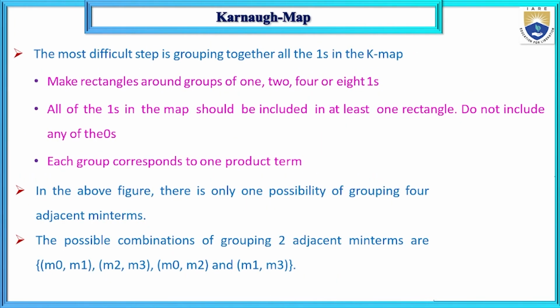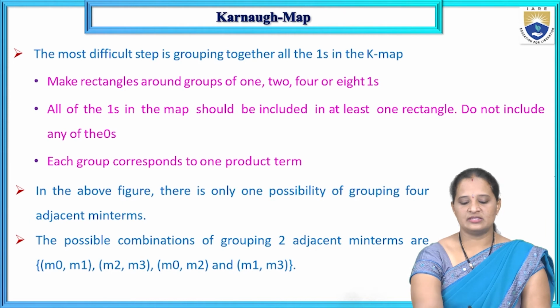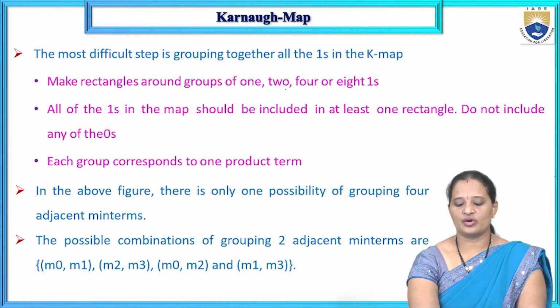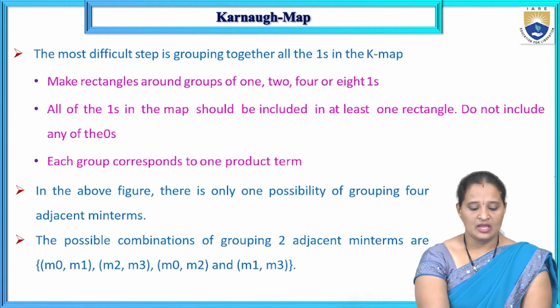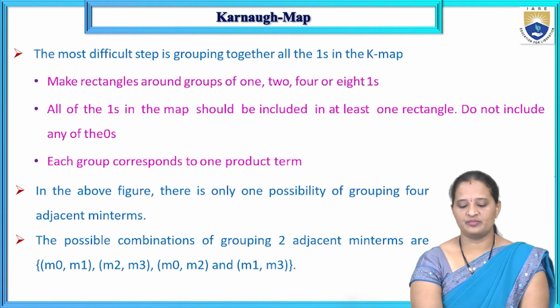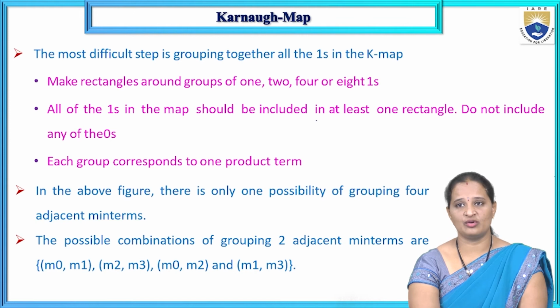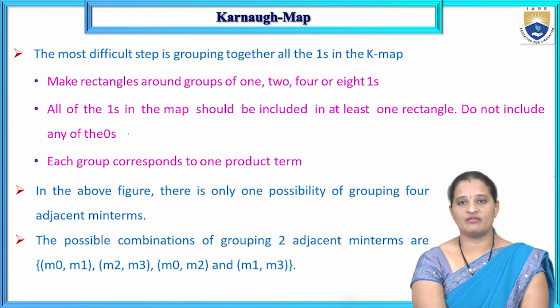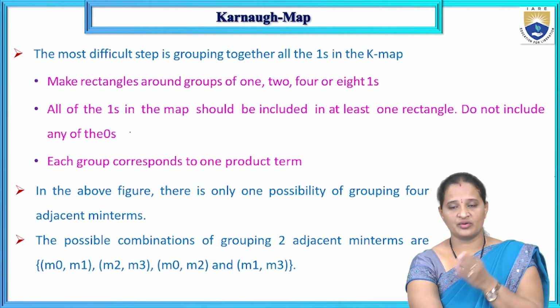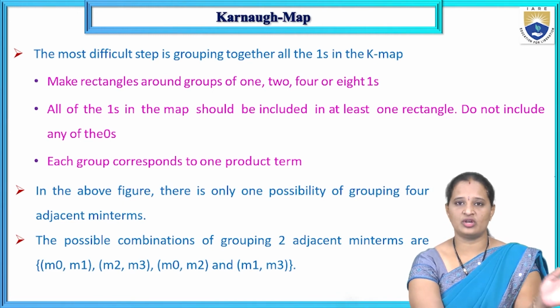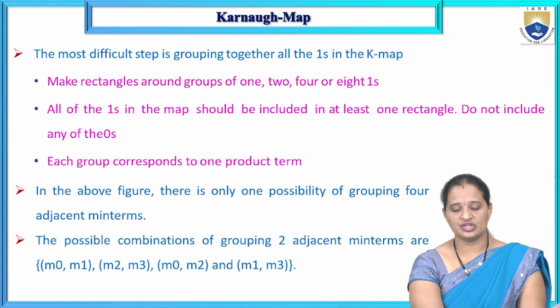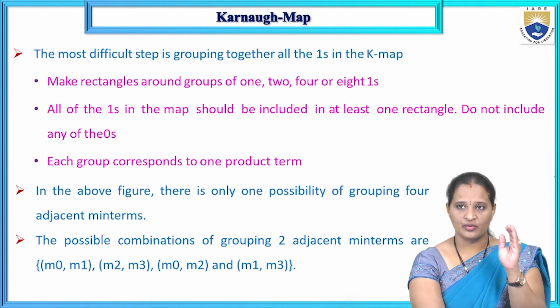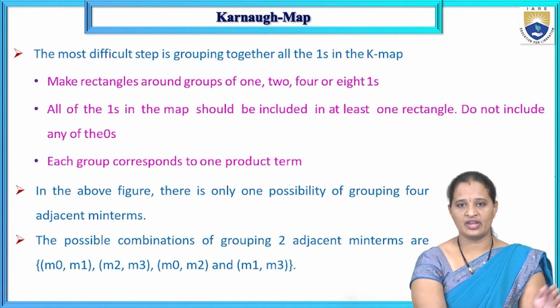So now let us consider, make rectangles and groups of 1, 2, 4 or 8 ones. Okay. So all the ones in the K map should be included in at least one rectangle. Do not include any of the zeros. So that means if you are grouping all the ones, then you should not include any zeros. If you are grouping zeros, then you should not include any ones.